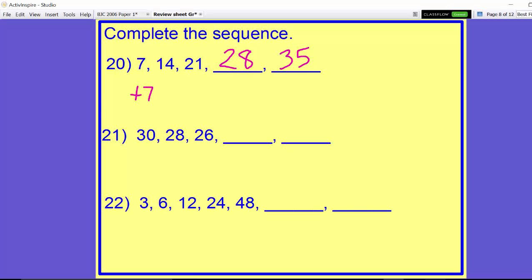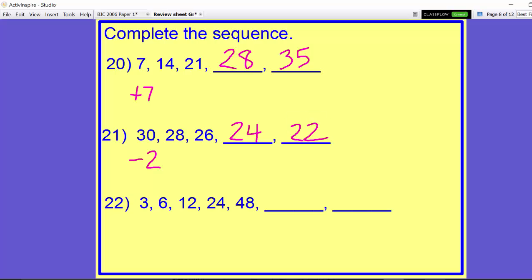Going to the next one, number 21. We have 30, then 28, then 26. The numbers are decreasing. So we can see that they're going down by 2. So each of them is decreasing by 2. So 30 minus 2 is 28. 28 minus 2 is 26. 26 minus 2 is 24. And 24 minus 2 is 22.